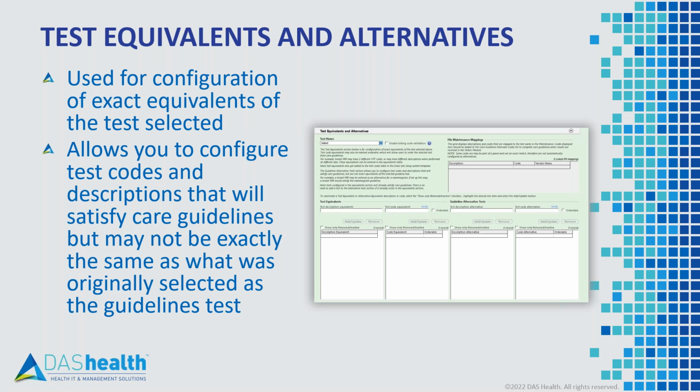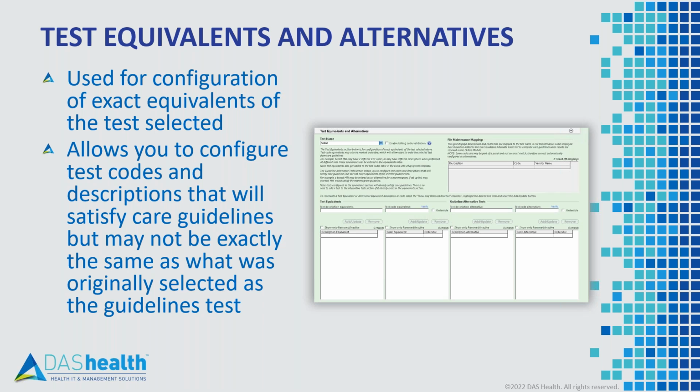So the next panel in that system practice template is the test equivalents and alternative section. You're going to see two sections, test equivalents and guideline alternative tests, where users can define additional descriptions and codes for orderable items or protocols, as they once were called, to be used with care guidelines. Basically, this allows you to configure test codes and descriptions that will satisfy care guidelines, but may not be exactly the same as what was originally selected in the guidelines test. The data that's entered in this panel essentially maps the internal test name utilized by your practice to outside descriptions or codes that might be utilized by other practices or other vendors.